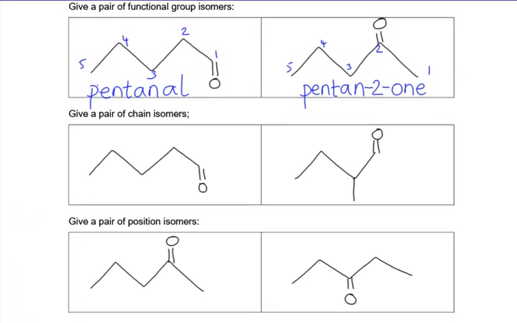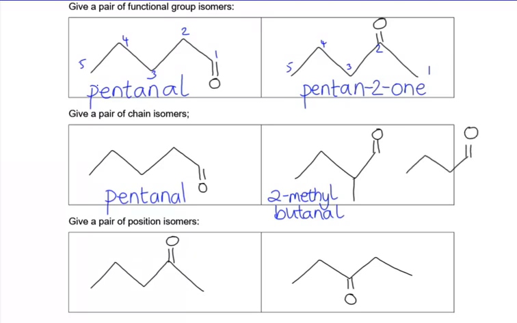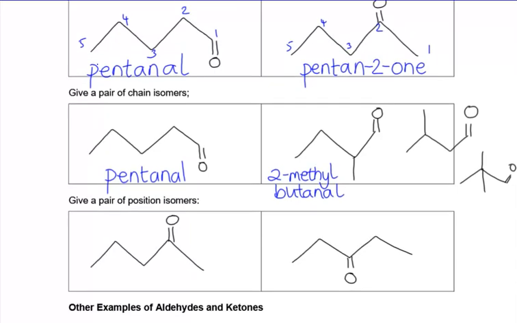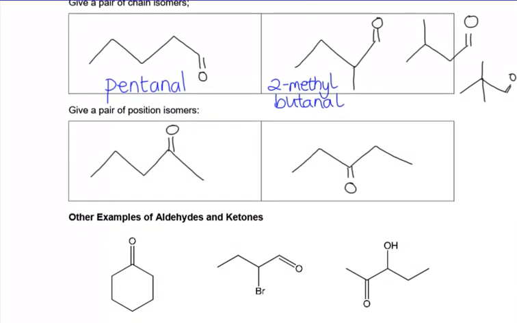And for my chain isomers I've stuck with pentanal just like above, but I've changed the chain length to go for 2-methylbutanal. You could have also gone for 3-methylbutanal. Methylbutanal is a chain isomer of pentanal. So you could have also had 3-methylbutanal, or dimethylpropanal is also a chain isomer of pentanal. Still an aldehyde but different chain length.